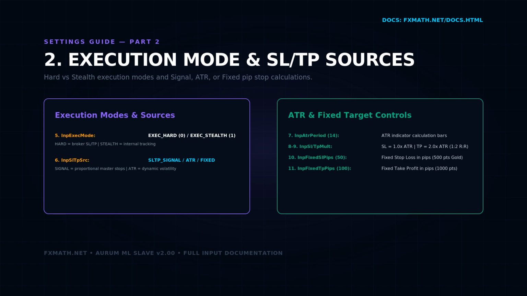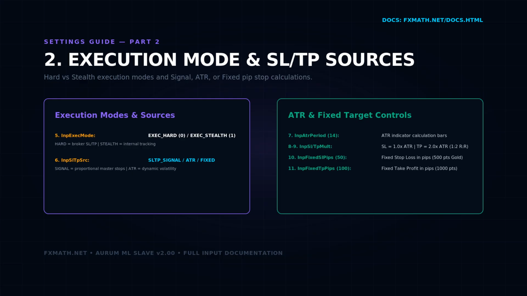Setting number 5 is InpExecMode, which offers two options, EXEC_HARD and EXEC_STLTH. Under hard mode, stop loss and take profit levels are placed directly on your broker server for maximum reliability. Under stlth mode, positions open without broker SL/TP levels, and the EA manages exits internally to hide targets from your broker.